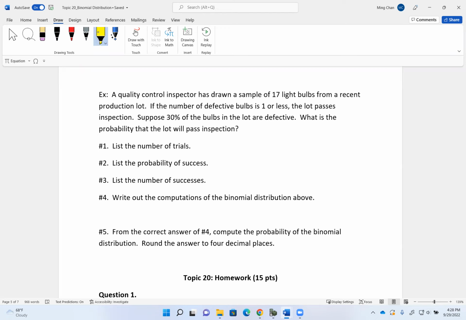So think about this: to pass the inspection, the number of defective light bulbs is 1 or less. To pass, it has to be 1 or less defective. And in the problem, the success here means defective. So my probability of success, which here means a defective light bulb, is 0.3, 30%. The number of trials n is 17.